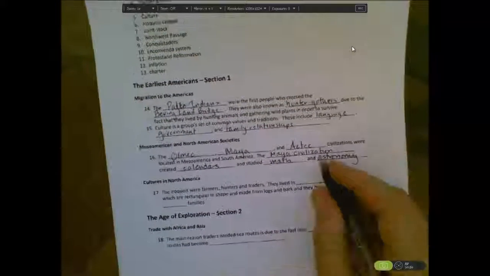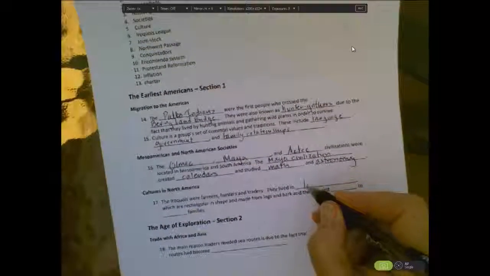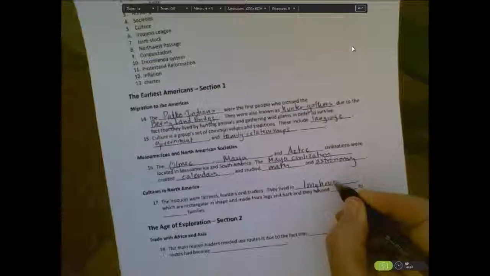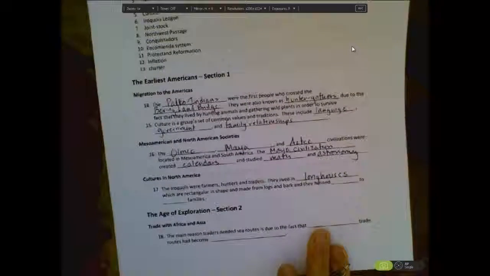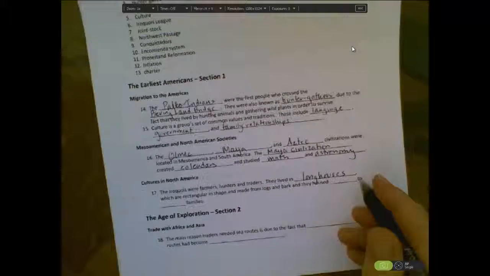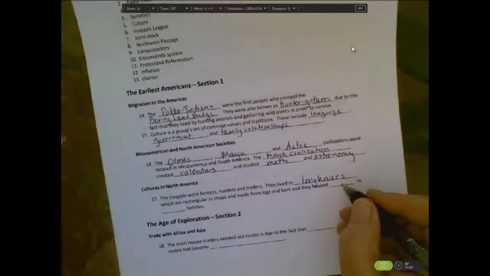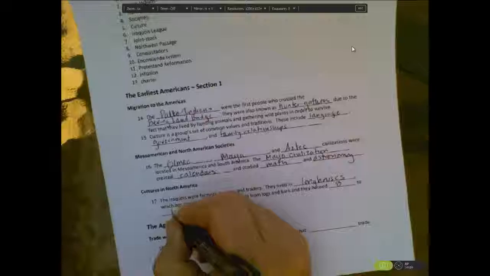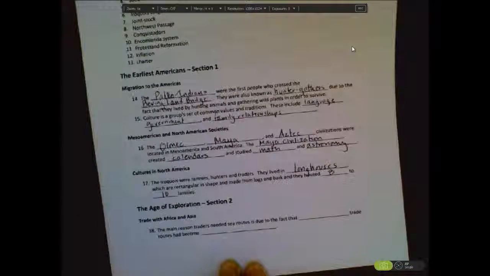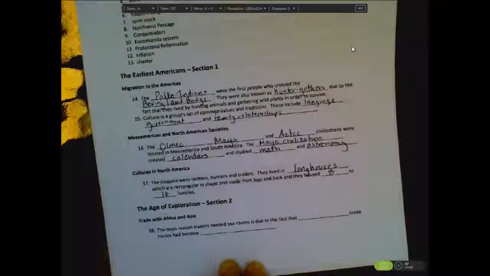The cultures in North America, the Iroquois were farmers, hunters, and traders. They lived in longhouses, and it's exactly like it sounds, a longhouse, which were rectangular in shape and made from logs and bark. They housed approximately 8 to 10 families.